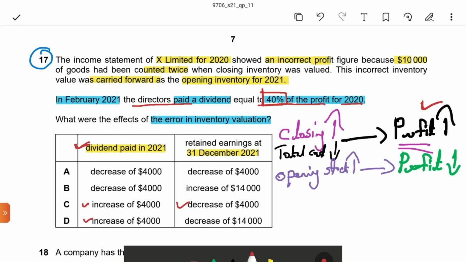The second one shows a decrease of 14, but it is not 14. 40% of 10,000 is 4,000. So what is our correct answer? The correct answer is C.